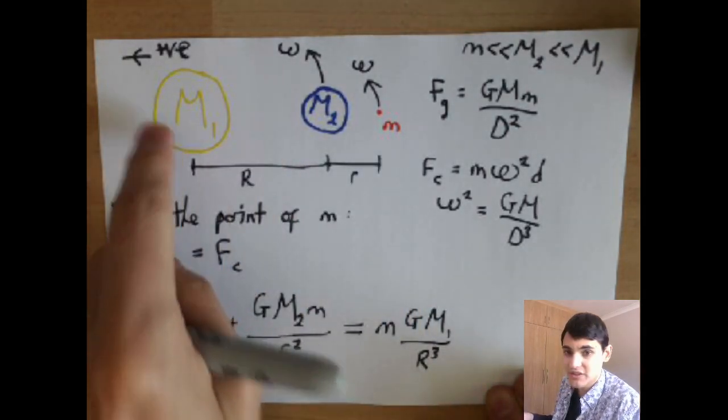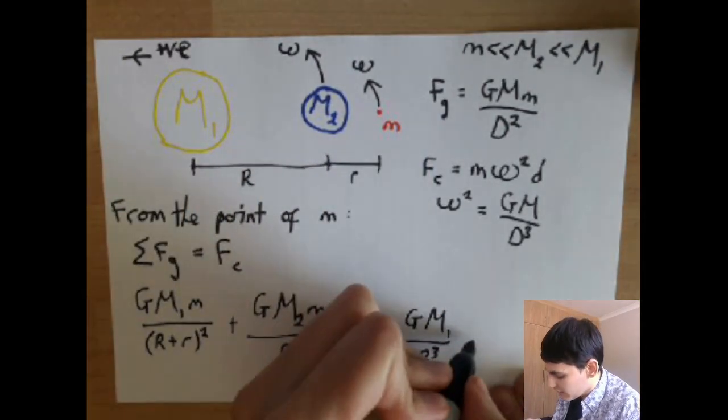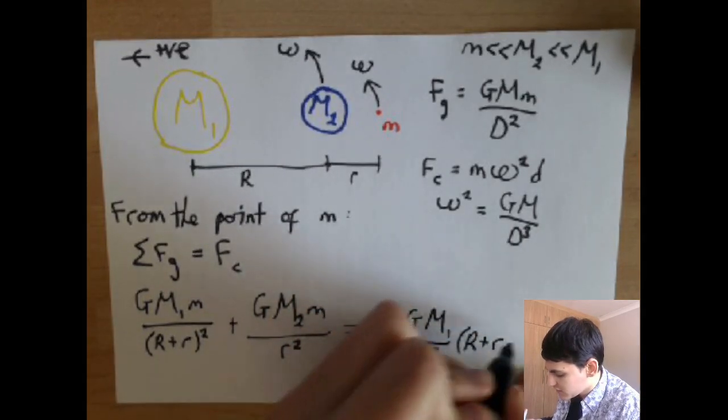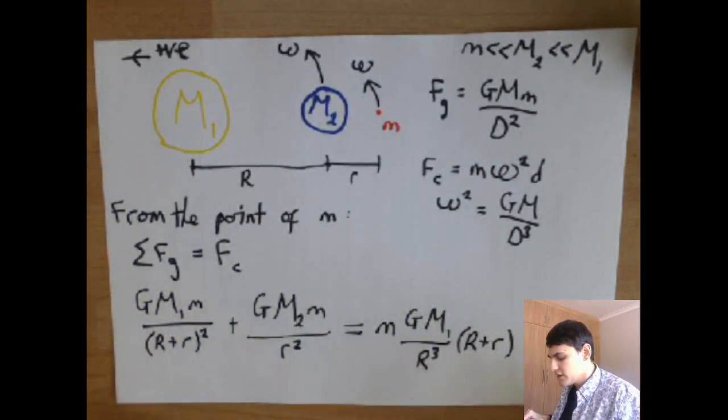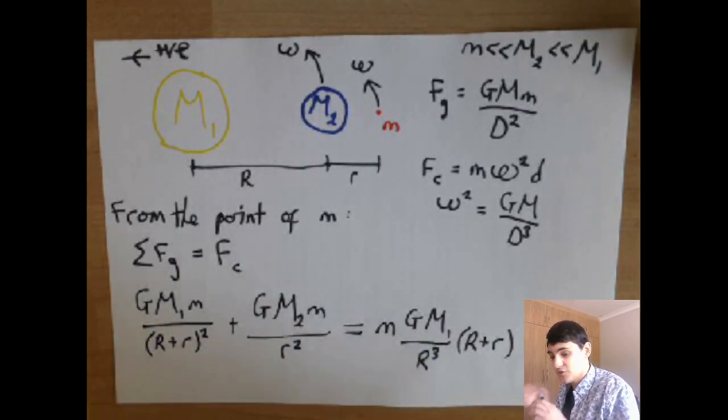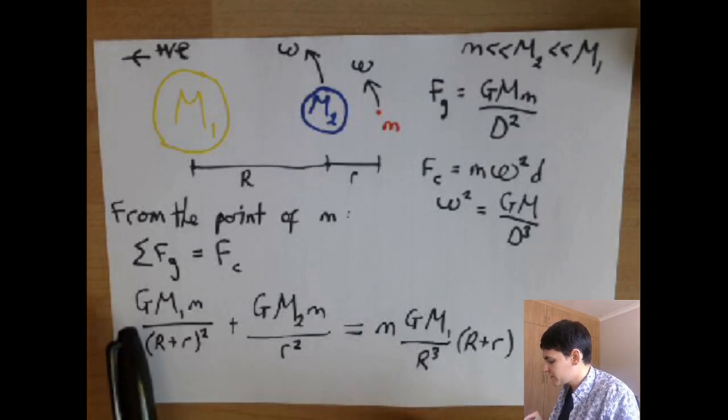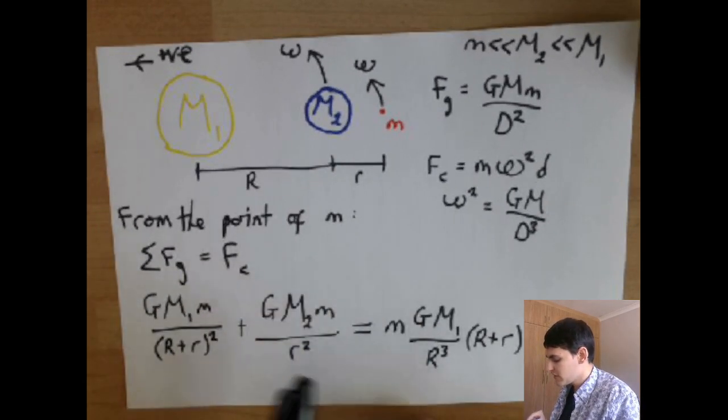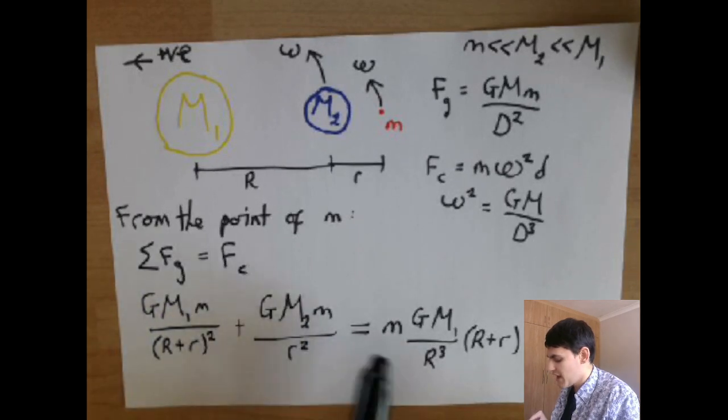No, m1, sorry. Yeah, the whole thing. So that is big R plus little r again. Okay. Now, one thing that we can do first straight out is we notice that all of these have a factor of big G and also little m.